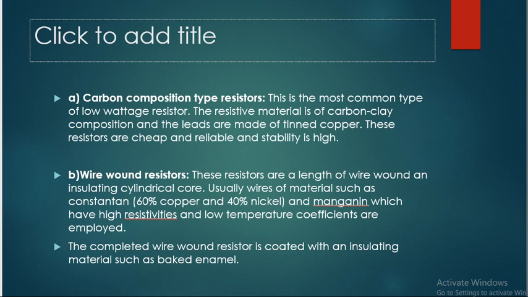So this is the advantage. The completed wire wound resistor is coated with an insulating material such as baked enamel. So this is just a coating material. Now why do they make use of coating material? To protect it from atmospheric or outer conditions.